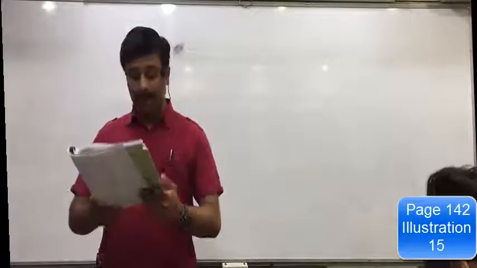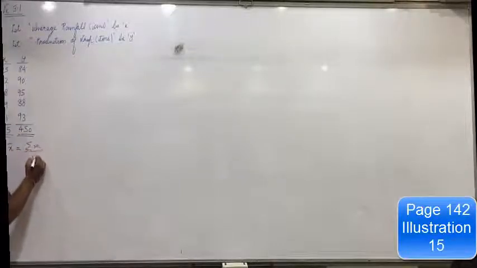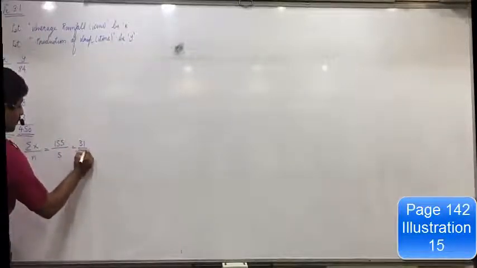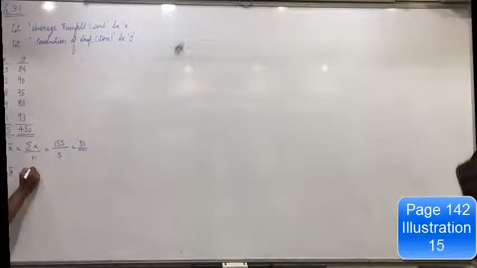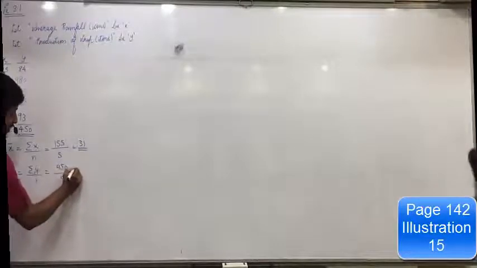Any confusion in that? The very first thing we have to do is find X bar and Y bar, then we will decide which formula is to be applied. So let's proceed. First, the total of X is 155 and the total of Y is 450. Now X bar is sigma X upon N, 155 divided by 5, that is 31. Y bar is sigma Y upon N, 450 divided by 5, that is 90.